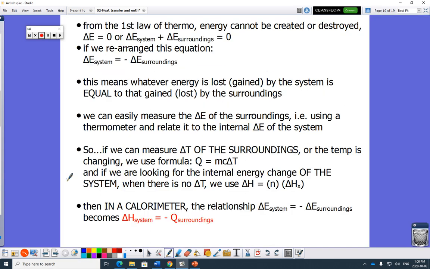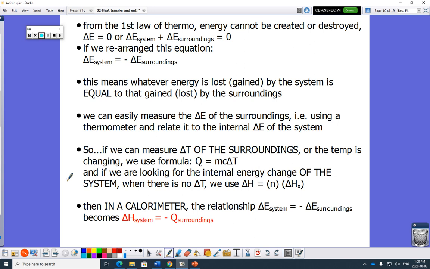Okay? So this slide is basically saying what I just said in words. Okay? So if we're going to follow the laws of thermodynamics, and I know sometimes in science we're like, oh, the exceptions. No, this is easily proven. Okay? So the change in energy in the universe is zero. Energy cannot be created or destroyed.